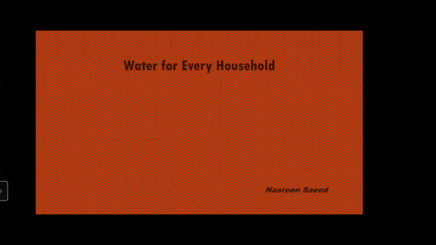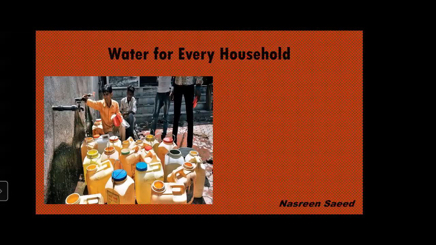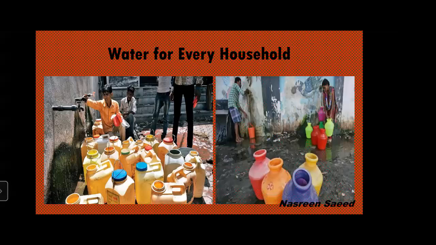Now, in some places, we are very lucky, we have the tap in our house. The water comes, we just have to fill up the water and store it. But in some places, there are 2 or 3 common taps for the whole area. It means there is no particular water pipe or tap in one house. People have to come out of their houses and fill up the water from these taps.